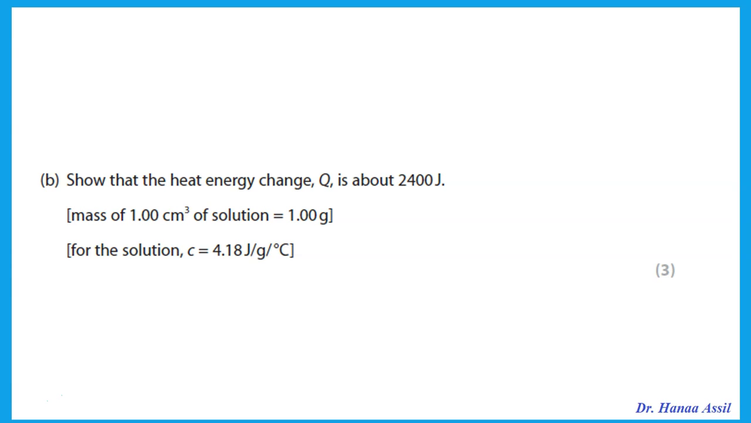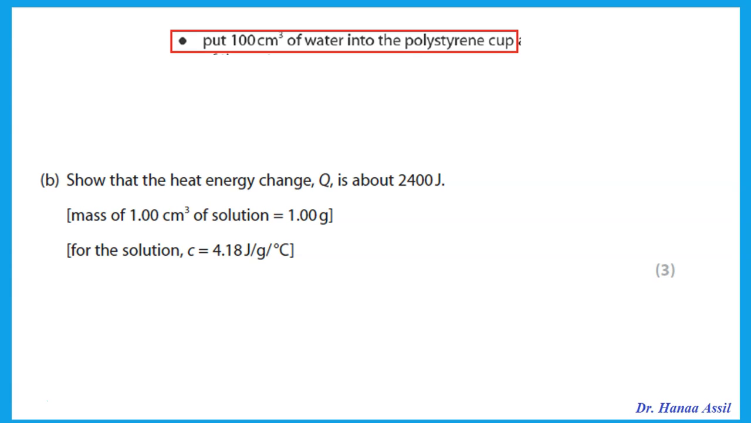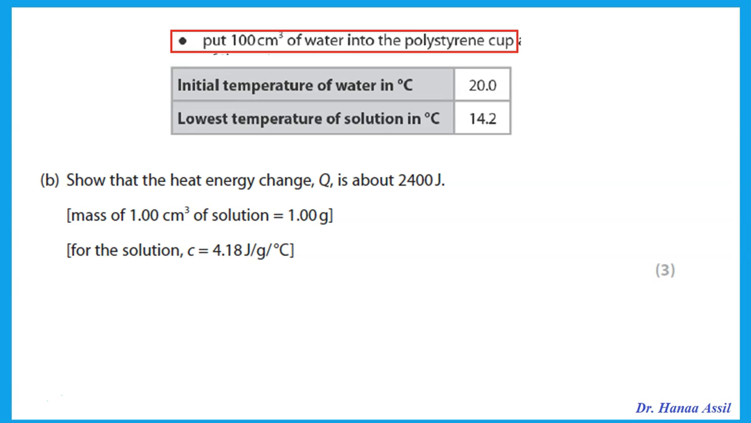Show that the heat energy is about 2400. How do we get heat energy? Remember, the question says I put 100 centimeter cubed of water, and we have initial temperature and final temperature. And how do we get Q? Q is mc delta T. What is M? M is the mass of the water.